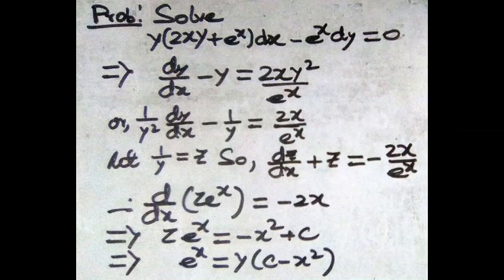So using this substitution we can have dz dx plus z equals to minus 2x by e to the power x. So after simplification we can write d dx of z e to the power x equals to minus 2x, and after integration we can write z e to the power x equals to minus x square plus constant, and finally e to the power x will be y times c minus x square. So this is the solution of the given Bernoulli's equation.